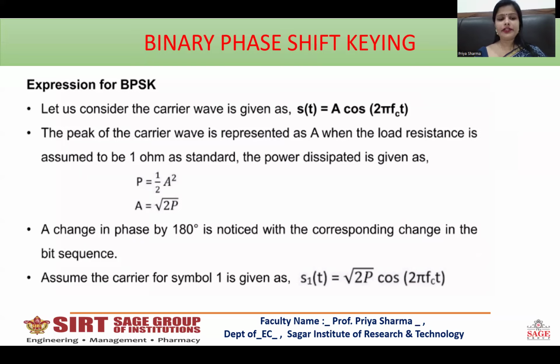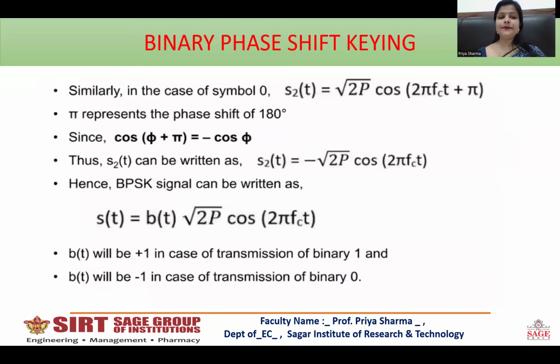A change in phase by 180 degrees corresponds with the change in the bit sequence. Assume the carrier for a symbol 1 will be given as root over 2P cos 2 pi fct, and for the symbol 0 it will have a phase shift of pi. Again, pi represents the phase shift of 180 degrees.